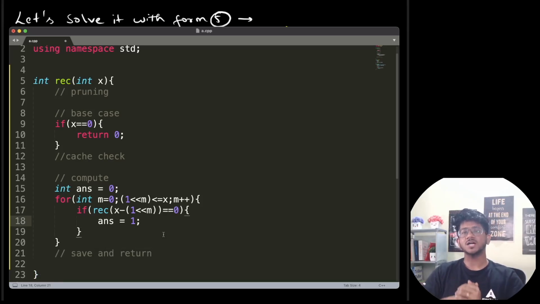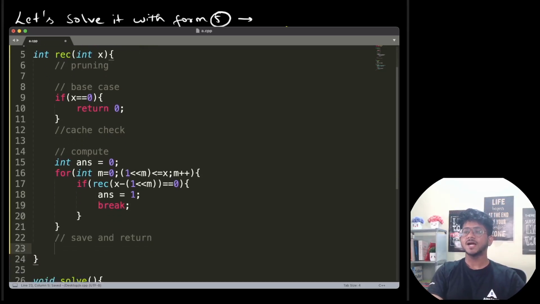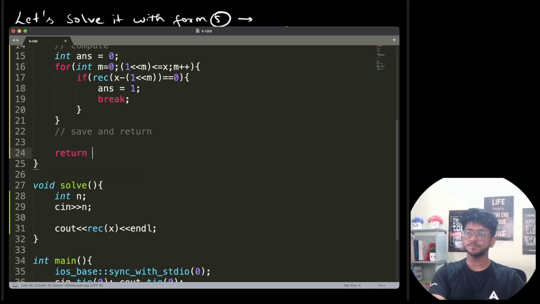So we are always going to start by assuming that we are going to lose, because no matter what I play, I'm going to lose. But if at any transition I can reach a state which is losing for the opponent, then I will force my opponent there and my state will be winning. And I can even break off over here if I want to do it that way. And then I can return the answer.